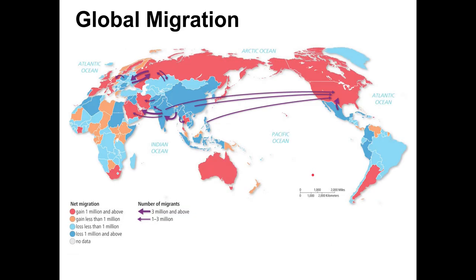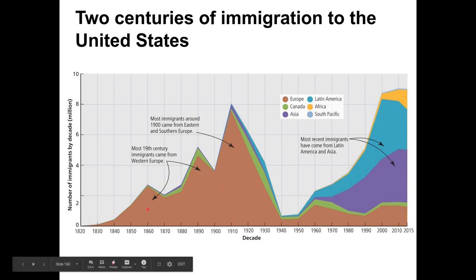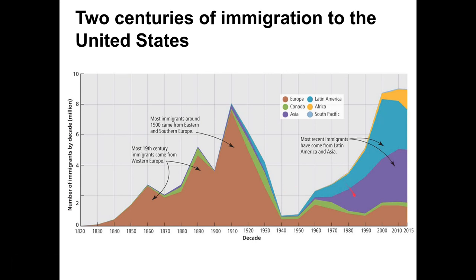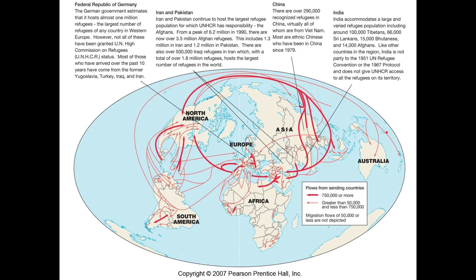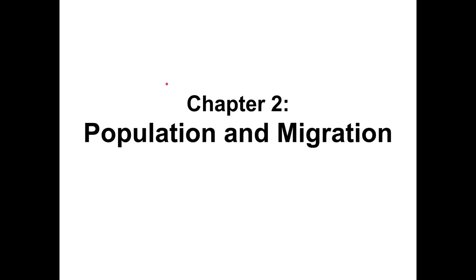Global migration, lots of people coming to the United States. 2 centuries of immigration. So here we have prejudice against Europeans, followed by prejudice against people from Asia, and now prejudice against people from Latin America. More flows of refugees. Internally displaced people, odds are if you're internally displaced, you're probably in Africa.